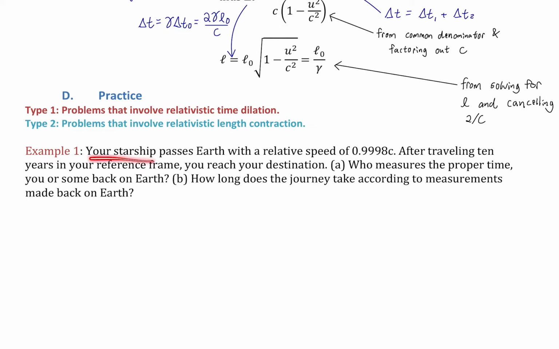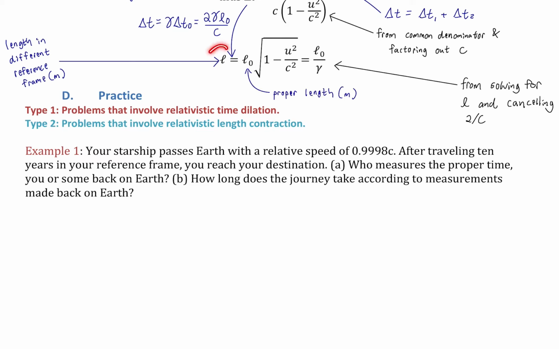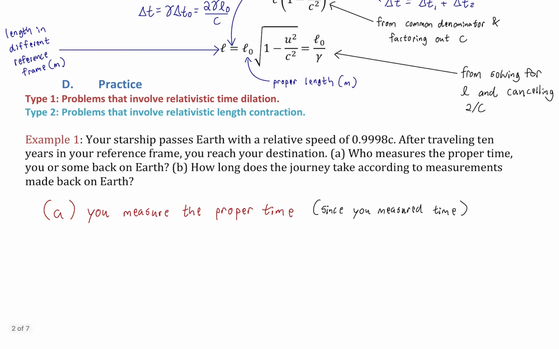Your starship passes Earth with a relative speed of 0.9998 c, so 99.98% c. After traveling 10 years in your reference frame, you reach your destination. Who measured the proper time, you or someone back on Earth? Oh, I forgot I labeled these again, the length and the reference frame, the proper length. So now back to the example. You measure the proper time.